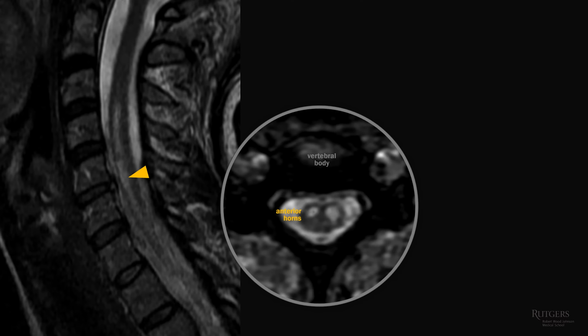If you said hyperintensity in the anterior cord, you're correct. Anterior horn involvement is even more obvious on the axial T2 image. This is an example of anterior horn involvement, in this case by West Nile virus.